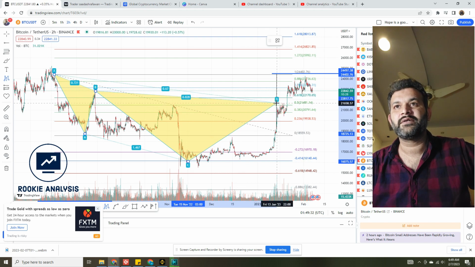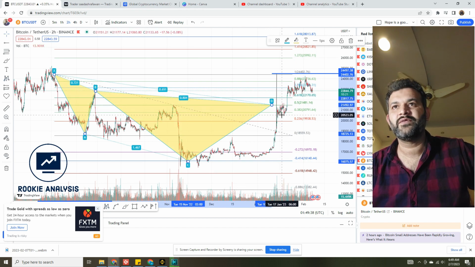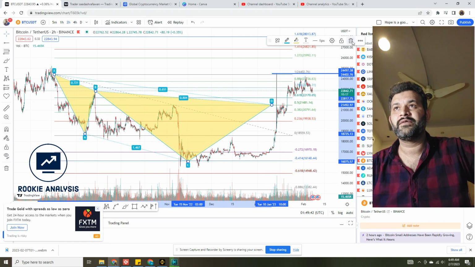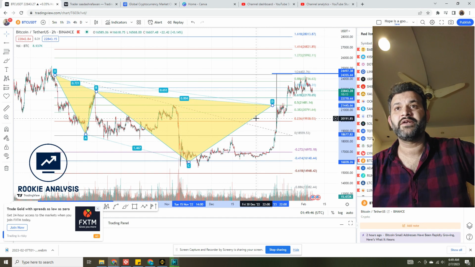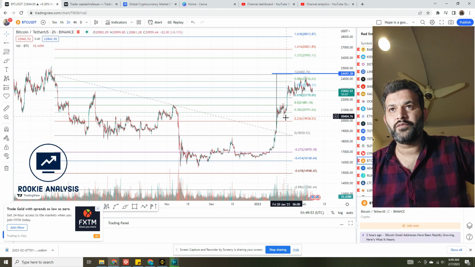So our completion of the chart is here. As you can see, this is the completion. Last week we then saw a push down. Now that we have established that we have a completion of the head and shoulder and a Cipher pattern, I'm going to delete this to make things simple. We went down to 0.5 to 0.382.